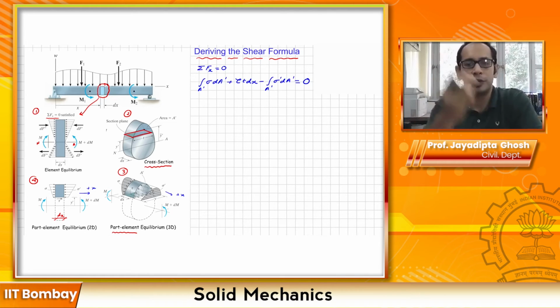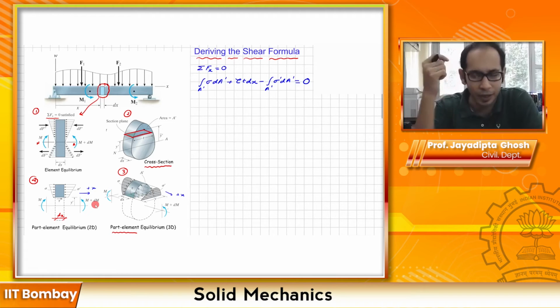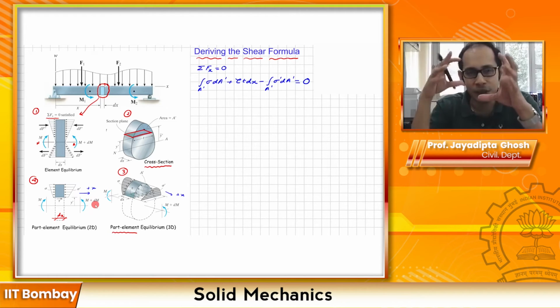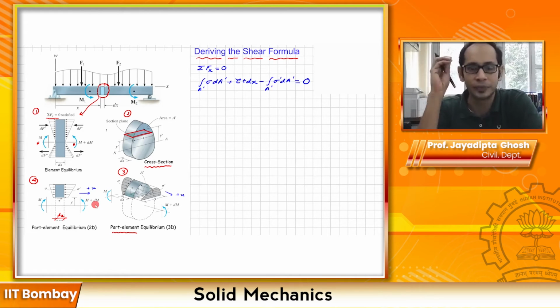Now what have you learned in pure bending: this sigma is nothing but My divided by I for this left hand face, and for this right hand face this sigma prime corresponds to M plus dM, so it is equal to (M plus dM) times y divided by I. This is where you start to have the interconnections between the moment and the shear. We are exploiting the things we have learned for the moment to get the shear.